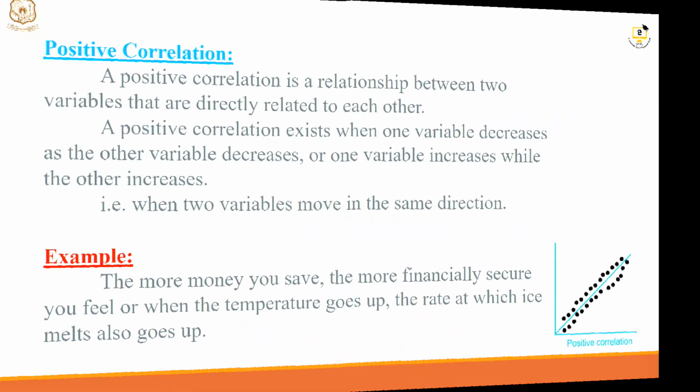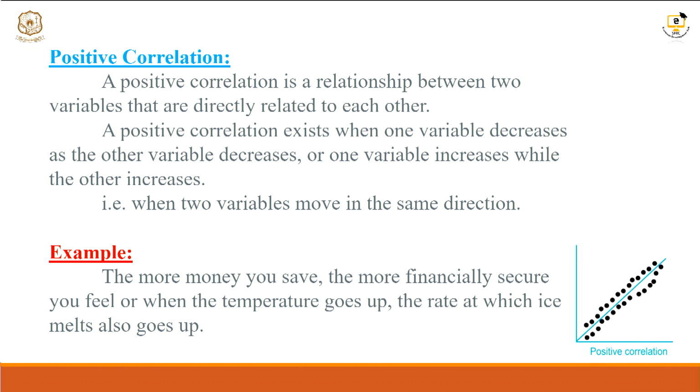The first one is positive correlation. A positive correlation is a relationship between two variables that are directly related to each other. That is, a positive correlation exists when one variable decreases as the other variable decreases, or one variable increases while the other increases. That is, the two variables move in the same direction. For example, the more money you save, the more financially secure you feel, or when the temperature goes up, the rate at which the ice melts also goes up. This is known as positive correlation.